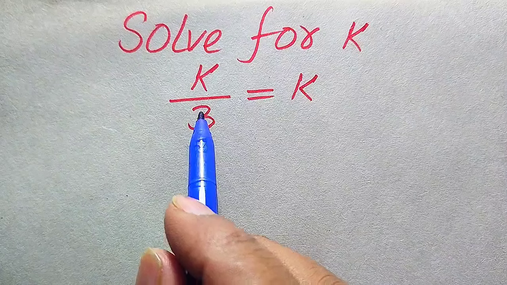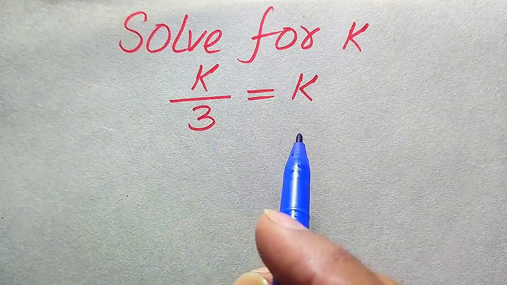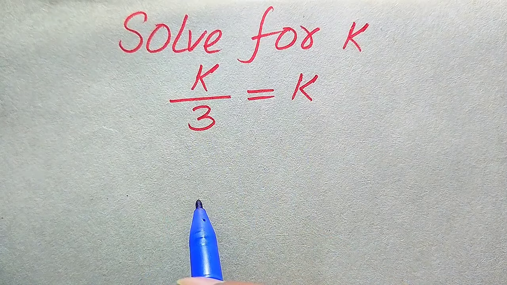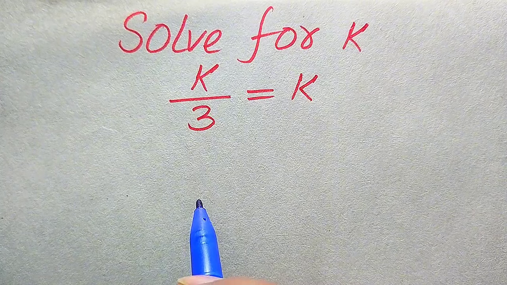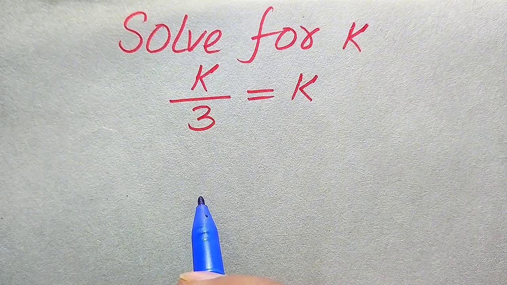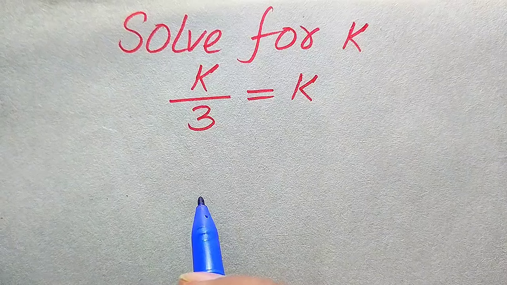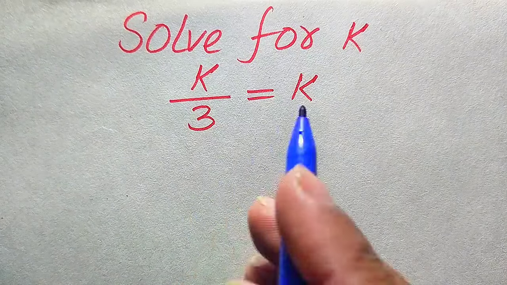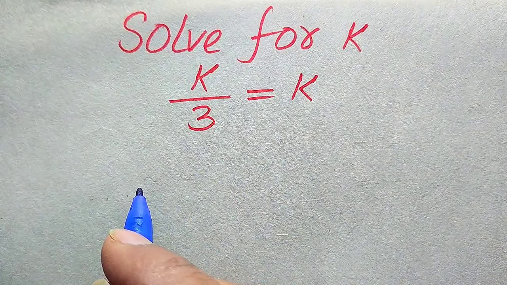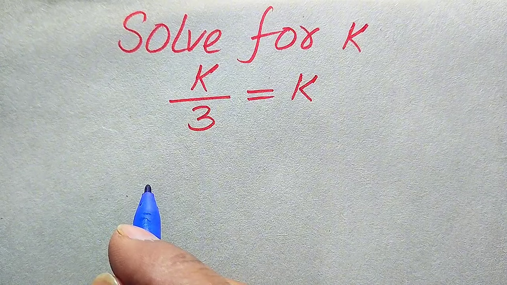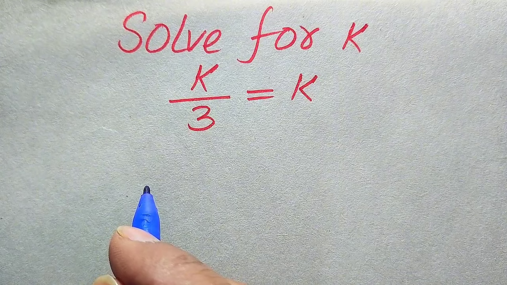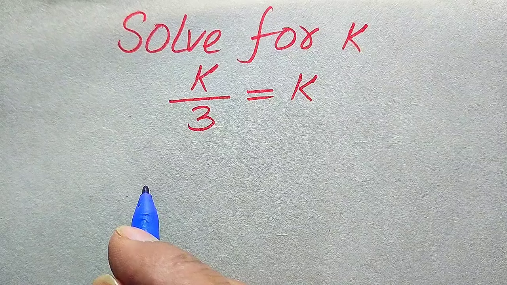So here we have k divided by 3 is equal to k, and we solve this problem for all the values of k. First we need to find all the roots of this equation, and at the end we will verify which of the roots are solutions and which of the roots are extraneous roots. Further, at the end I will explain the difference between a solution and an extraneous root. So please watch this video to the end.